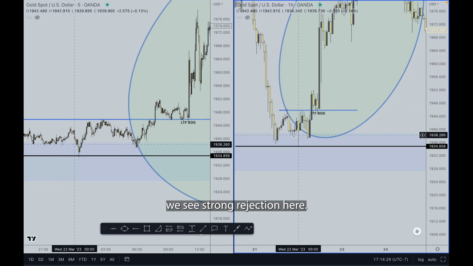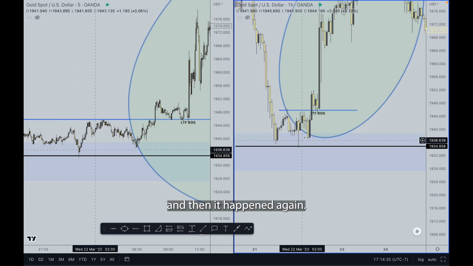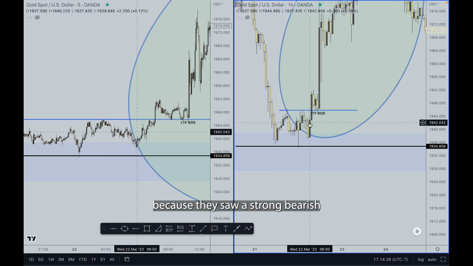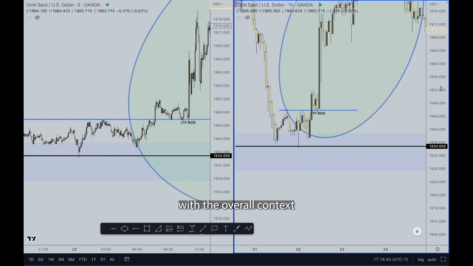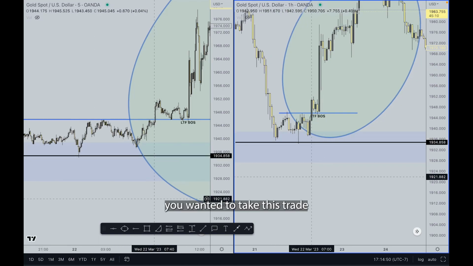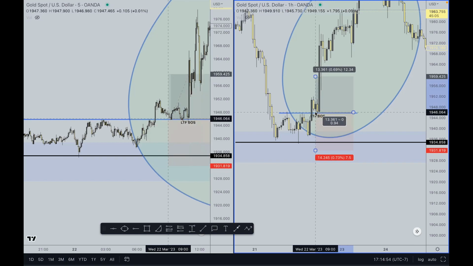We see a strong wick rejection here, liquidity sweep. This trapped a lot of the sellers thinking that this level was going to break. And then it happened again. These sellers got in right here as well because they saw a strong bearish volume candle, but that was not in line with the overall context of the market behavior, okay? Or the market structure.